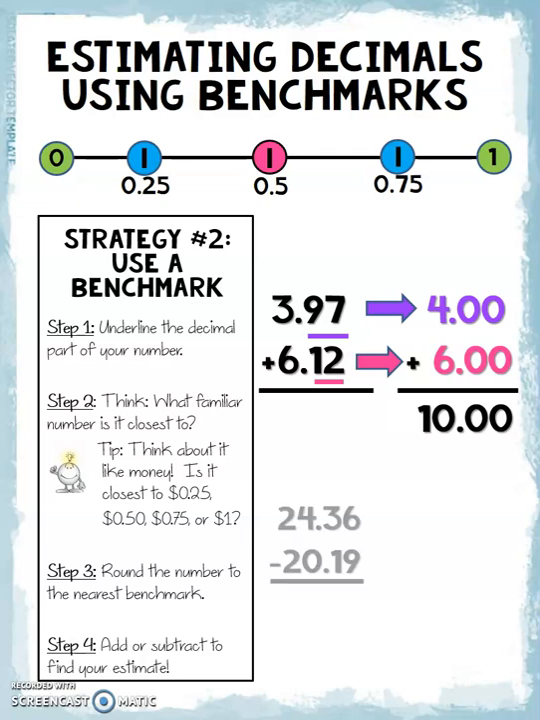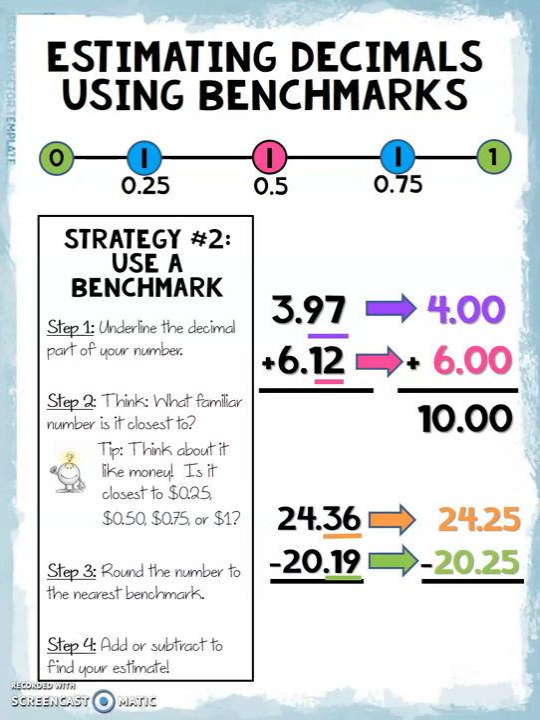One more subtraction example, 24 and 36 hundredths minus 20 and 19 hundredths. Underline the fractional parts or the decimal parts in each of these. Then think about what familiar number you're closest to. In 24 and 36 hundredths, I'm only 11 hundredths away from 24 and 25 hundredths. And in 20 and 19 hundredths, I'm only 6 hundredths away from 20 and 25 hundredths. So if I subtract those, my estimate would be 4.